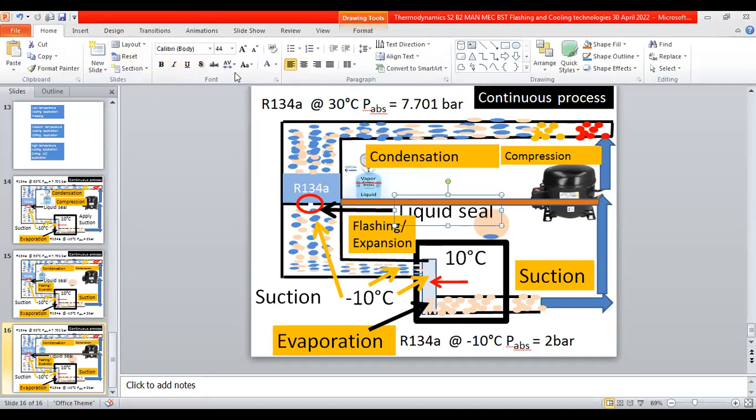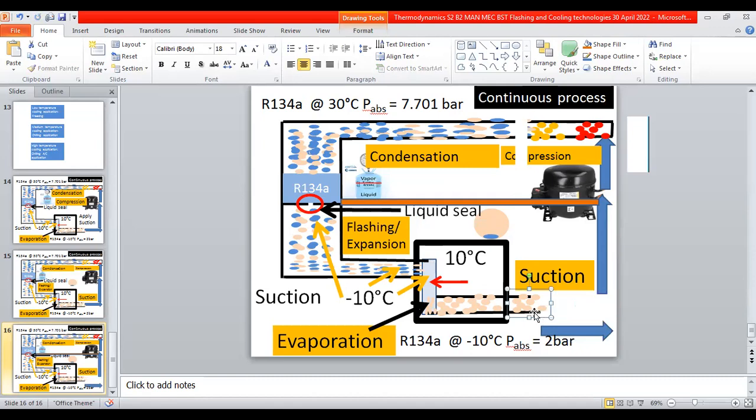The knowledge of the liquid seal is the secret of cooling technology. The knowledge about this flashing is the secret of cooling technology. But perhaps you realize this only now, maybe. Only if you understand in this way can you develop the cooling system. Any cooling system you can develop. So I extend this until here maybe. Okay, anyway, let's leave this.